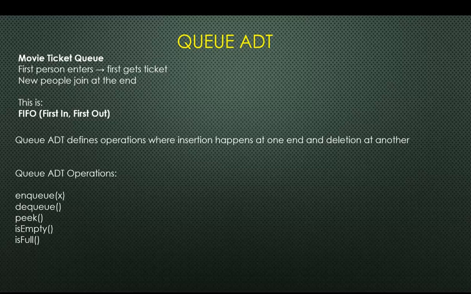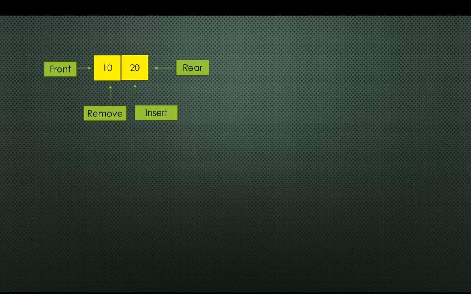So what are the queue ADT operations? There are 5 operations: enqueue, dequeue, peek, is empty, and is full. Let us understand the operations one by one. Before which, this is my initial arrangement of the queue. There is a queue and 2 elements, 10 and 20, are there in my queue. Insertion happens at the end. The end is called the rear end. And deletion happens at the other end. That end I call the front. So imagine front and rear to be pointers.